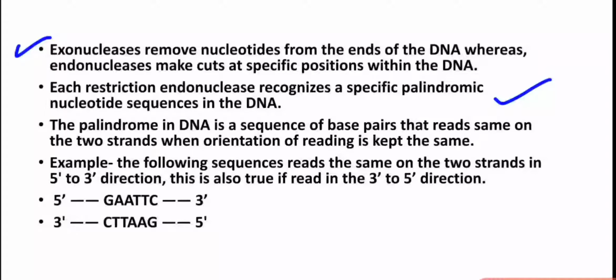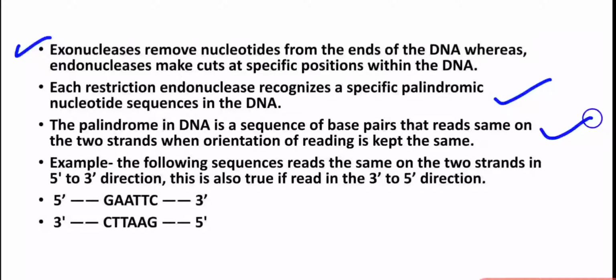Here I am going to give you an example. Suppose there is a word madam, M-A-D-A-M. If you start reading it from right to left, D will be in the center. If you read it from left to right, D will be in the center. And if you change the orientation from right to left or from left to right, you will find the first letter will be M, second will be A, and third will be D. The same kind of arrangement is found in the palindromic sequences.